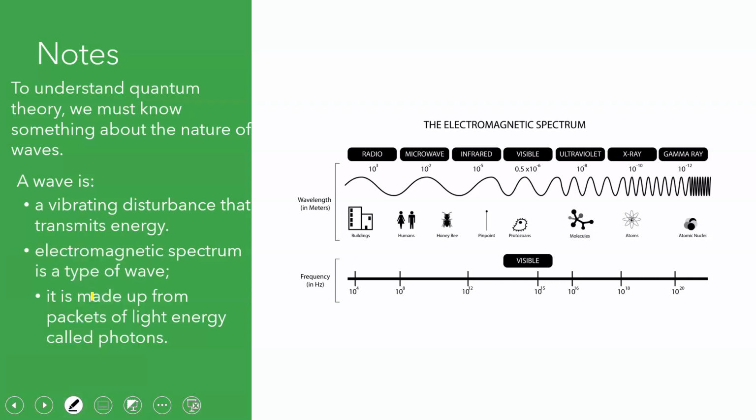To understand quantum theory, we must know something about the nature of waves. A wave is a vibrating disturbance that transmits energy. The electromagnetic spectrum is a type of wave. Waves are made up from packets of light energy called photons.